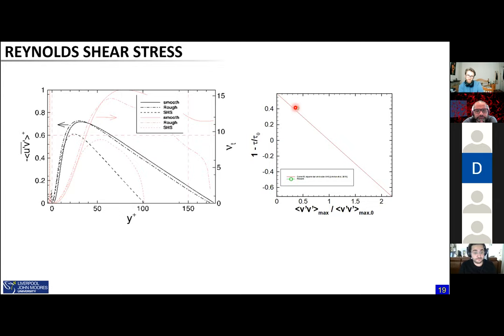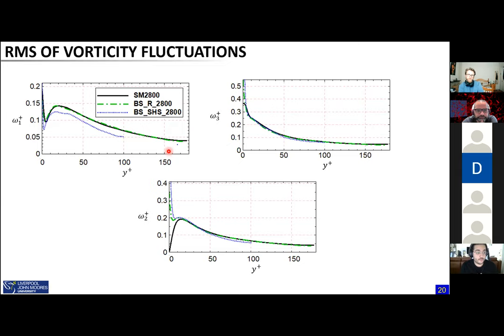The root mean square of fluctuating vorticity is shown here for all the presented cases. It is seen that the vorticities of the rough implementation collapse well with the smooth, with no significant changes. In terms of the superhydrophobic implementation, we can see that there is a decrease in the plot compared to the smooth case.